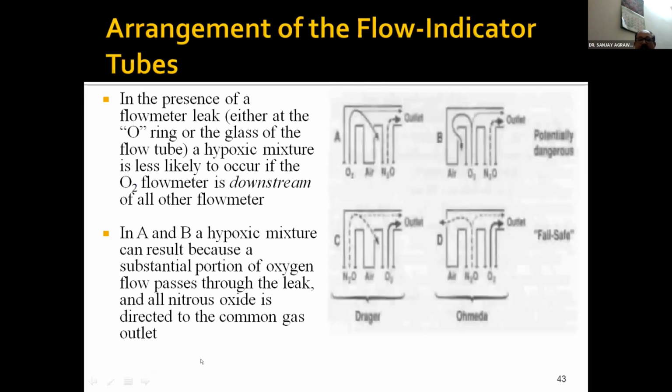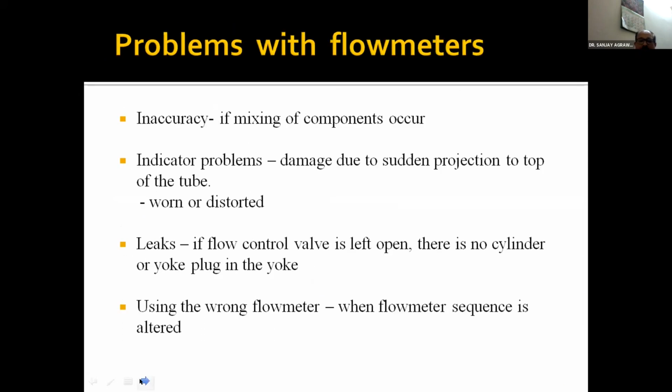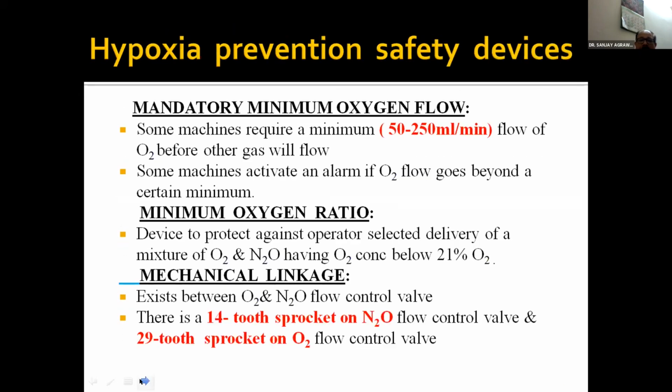The arrangement we all know: oxygen should always be downstream so as to prevent a hypoxic mixture being delivered. Some hypoxia prevention safety devices present in newer machines are a mandatory minimum oxygen flow, where a minimum of 50 to 250 ml of oxygen is always flowing, and a minimum oxygen ratio, where it is always ensured that at least 21% oxygen is delivered to the patient.